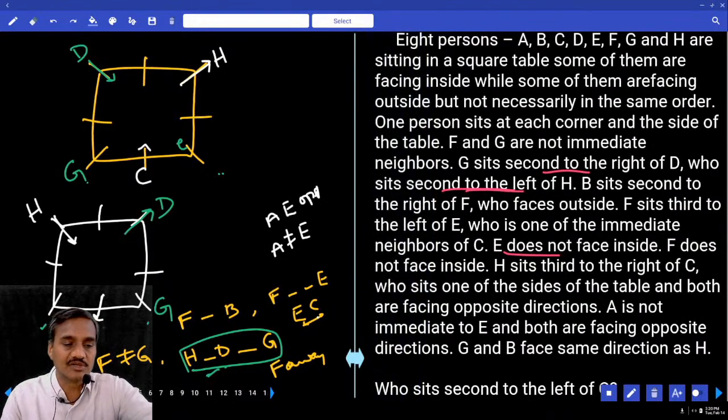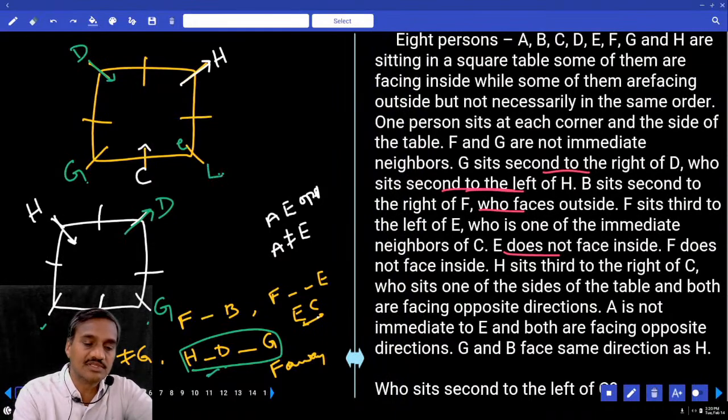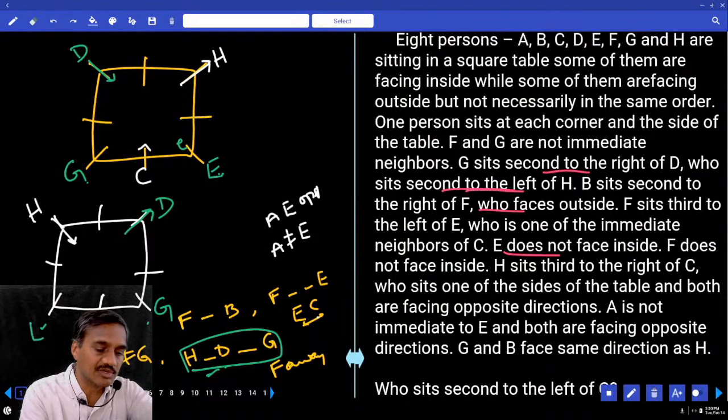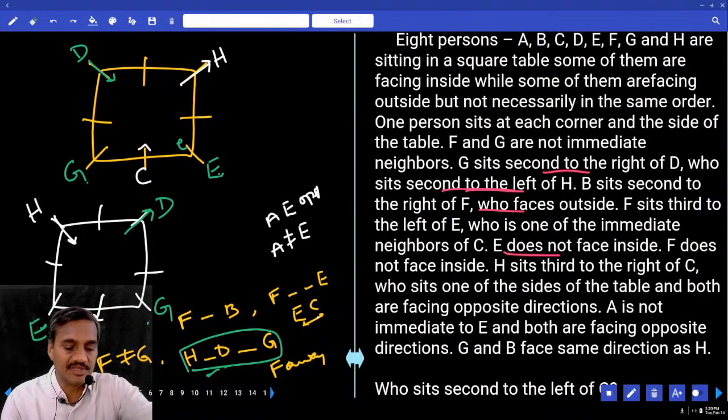And B sits second to the right of F, and F faces outside. Now E is at one of the corners, a neighbor of C. E will be here, and E and C are adjacent. And next, A and E are not adjacent to each other.